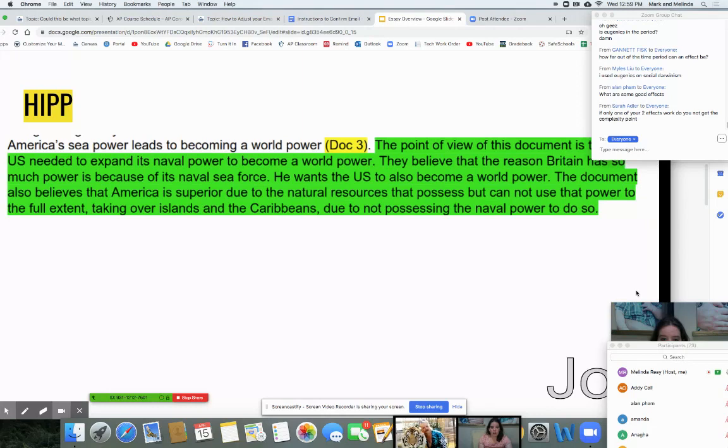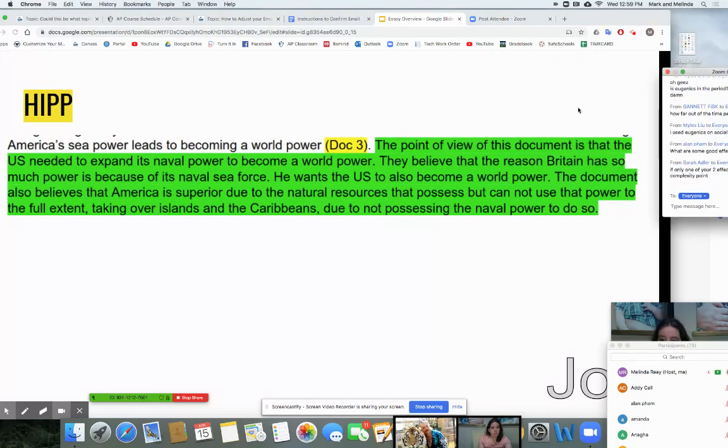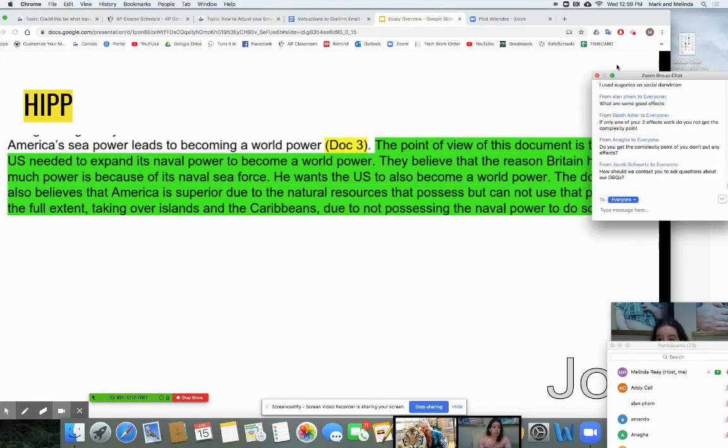So this would be a good example. This is Joy's example. If you notice, she says, the point of view of this document is the U.S. needs to expand its naval power. You can tell it's document 3. They believe that this is the reason. Now, they went really long into this, but it still works really well, and you can condense it into 2 sentences to be able to get the point.